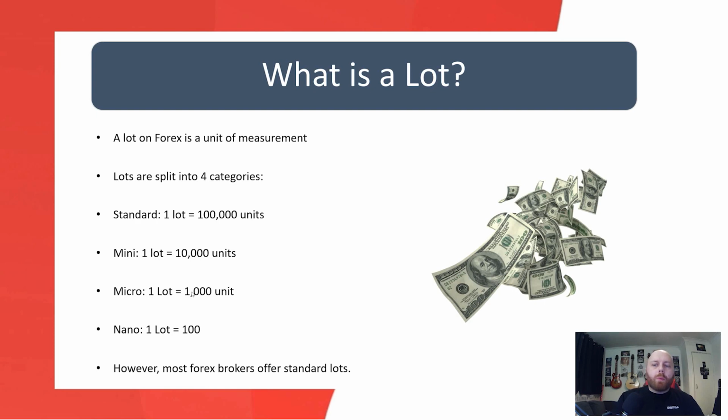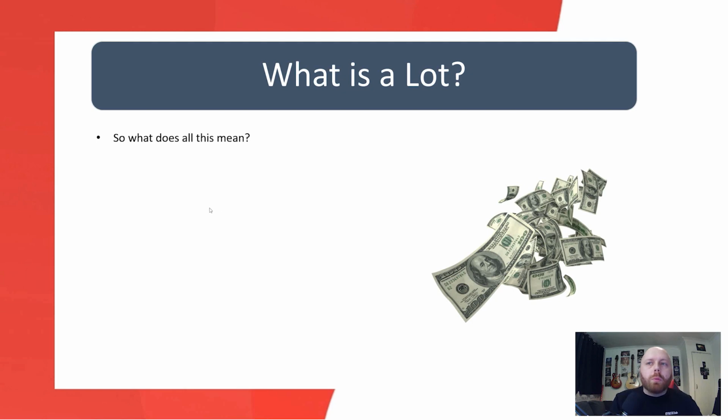However, most brokers, and I've only ever used the brokers that deal with standard lots, you can get lots which are, like I said, micro lots or nano lots, which means you're going to be trading with a lot less money. I think people call them cent accounts, where you're trading with pennies at a time rather than with the actual standard lots. The standard lots are the way to go for me. So probably sounds really confusing. You're going to want to know what does this all mean.